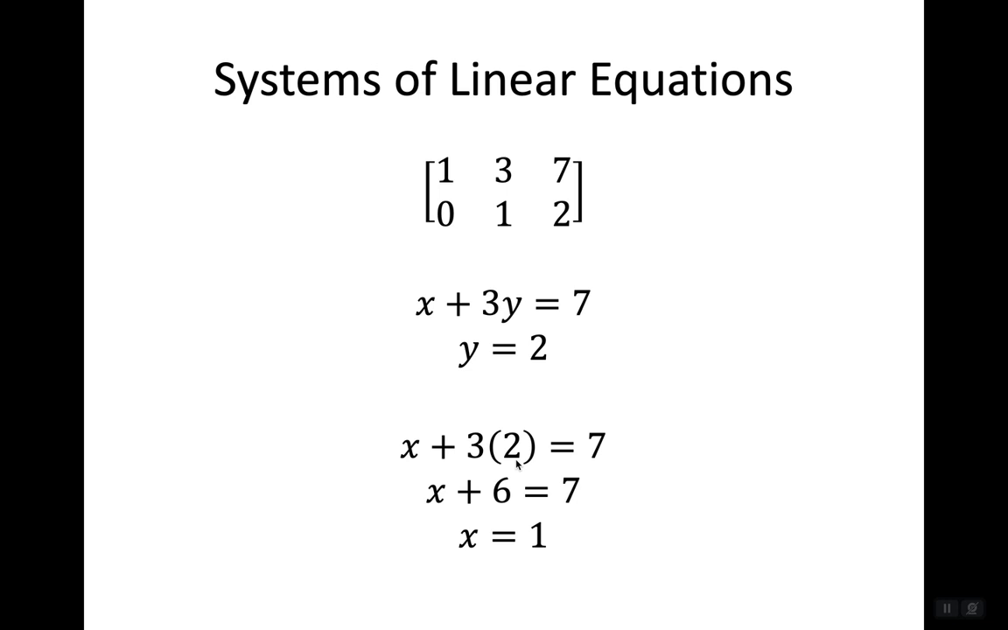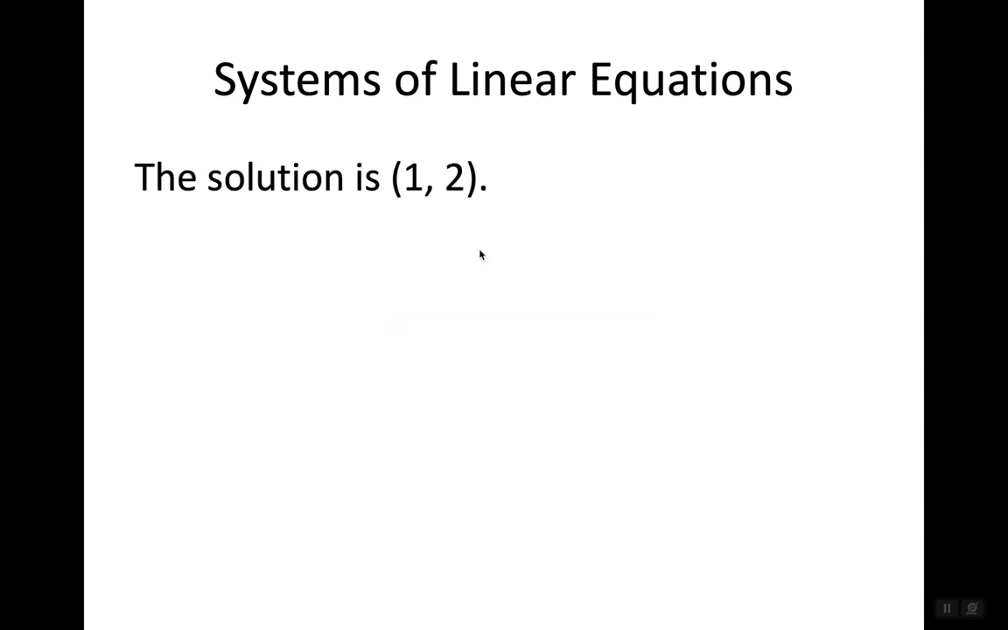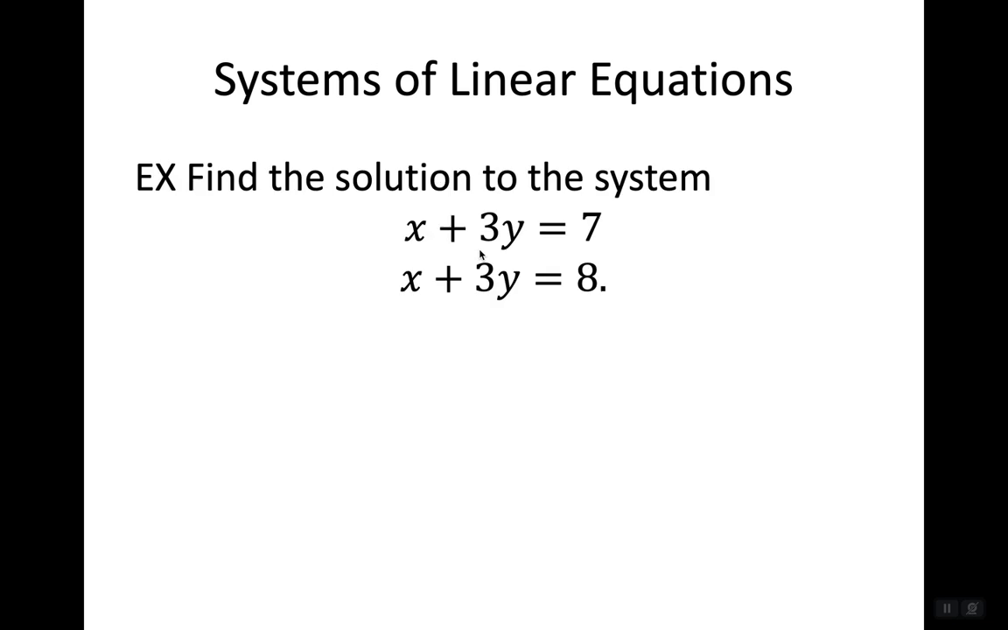So here's our matrix. Here's how we solve it from here. We're going to express it algebraically. So this is the system x plus 3y equals 7 and y equals 2. Let's just back substitute y equals 2 into the first equation. x plus 3 times 2 equals 7, x plus 6 equals 7, x equals 1. So when you end up with a matrix that looks like this, you can just express it algebraically and use back substitution. The solution is 1, 2, as we've seen before.